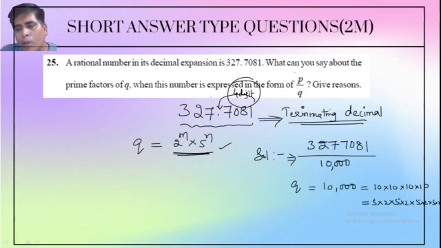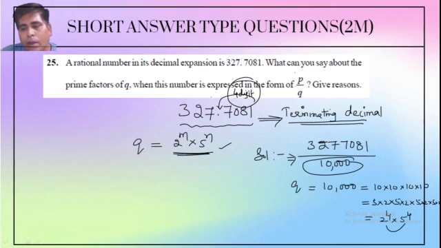So ultimately how many times are we getting? This is 2 power 4 into 5 power 4. So whatever the denominator we have, we have expressed it in terms of 2 power m into 5 power n. So this is the reason why this is a terminating decimal.